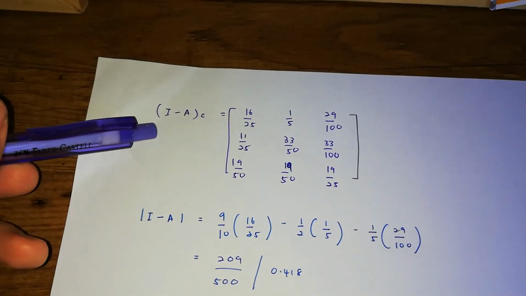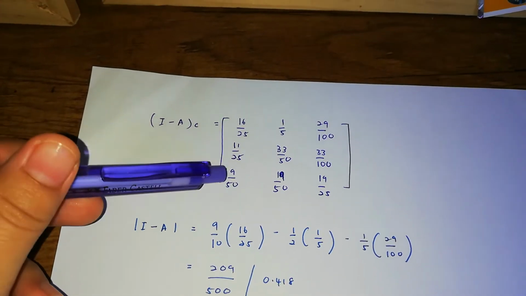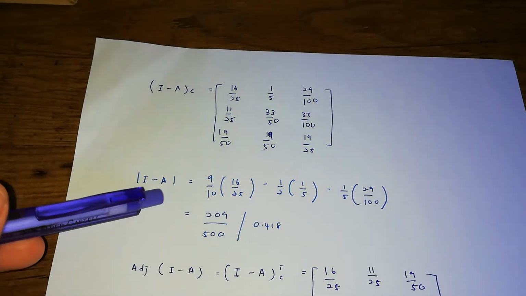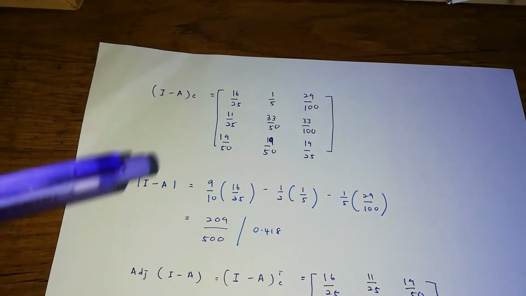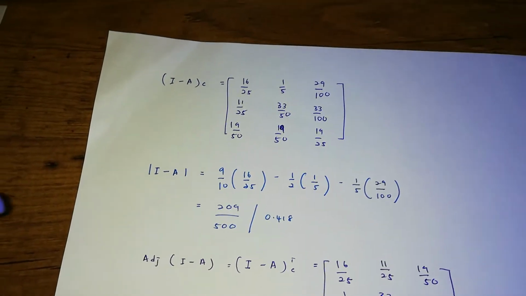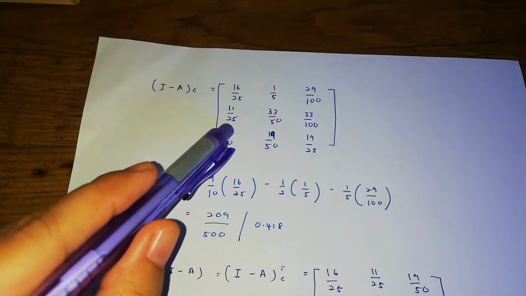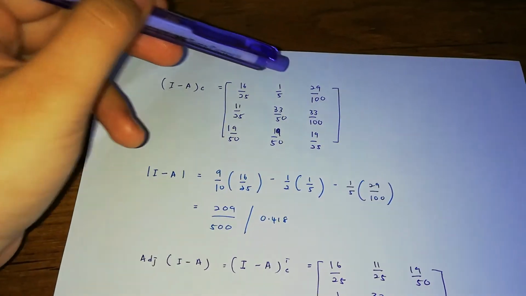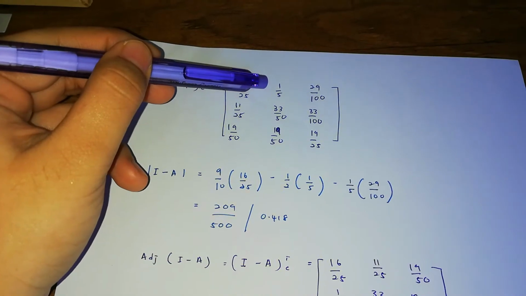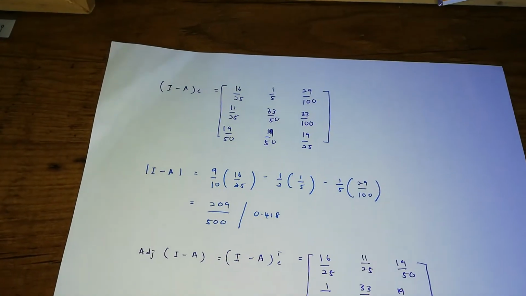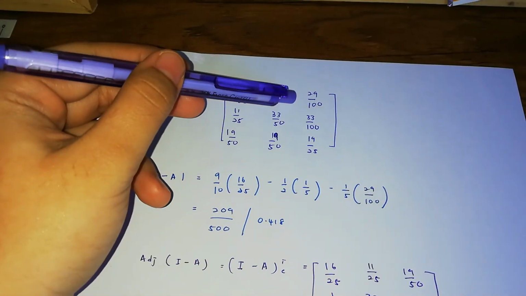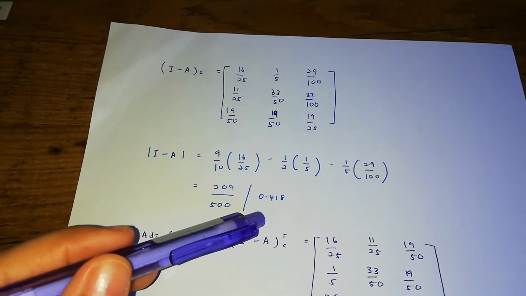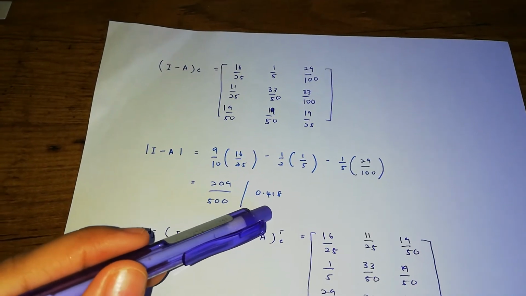Next, this is the I minus A cofactor that we did before, and then we need to find the determinant of I minus A. We take the first row of I minus A times the first row of the cofactor, which is 9 over 10 times 16 over 25, minus 1 over 2 times 1 over 5, and then minus 1 over 5 times 29 over 100, and we get 209 over 500, which in decimal form is 0.418.